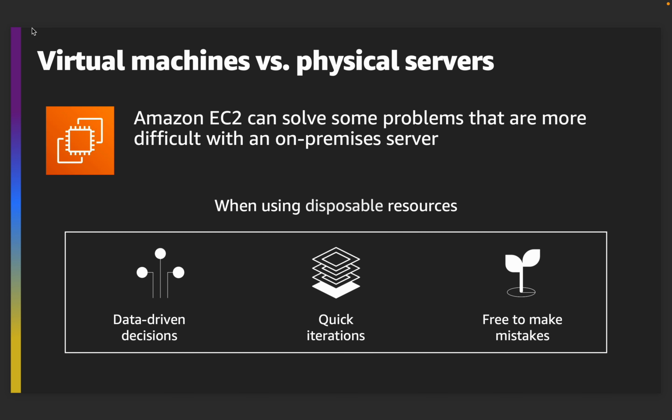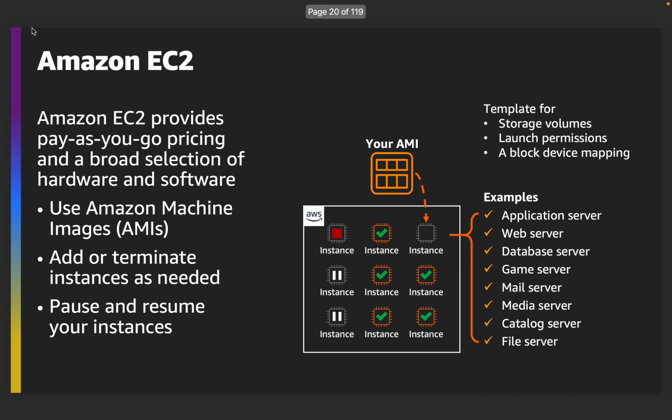Virtual machine versus physical server. There is a virtual machine and a physical server. So what is the difference? Amazon EC2 can solve some problems that are more difficult with on-premises servers when you're using disposable resources. Like sometimes you need very high resources. So data-driven decision, quick iteration, free to make mistakes.